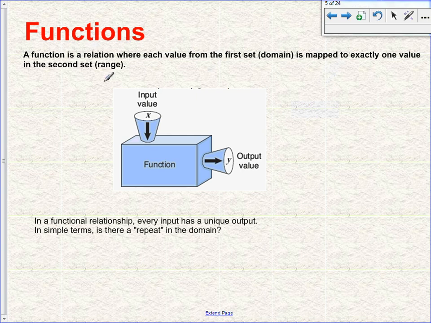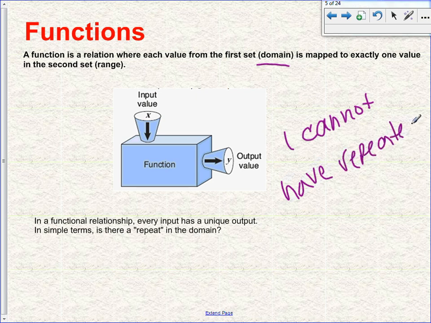A function is a relation where each value from the first set, the domain, is mapped to exactly one value in the second set, the range. That means I cannot have repeating what values? My x values cannot repeat. Hold on a second.